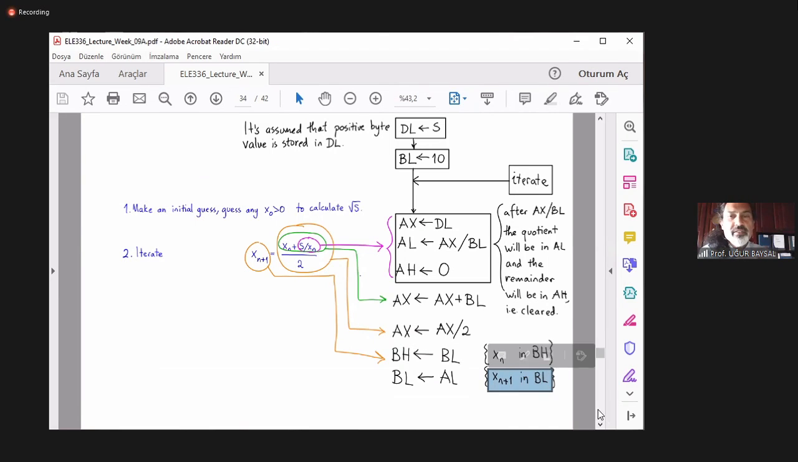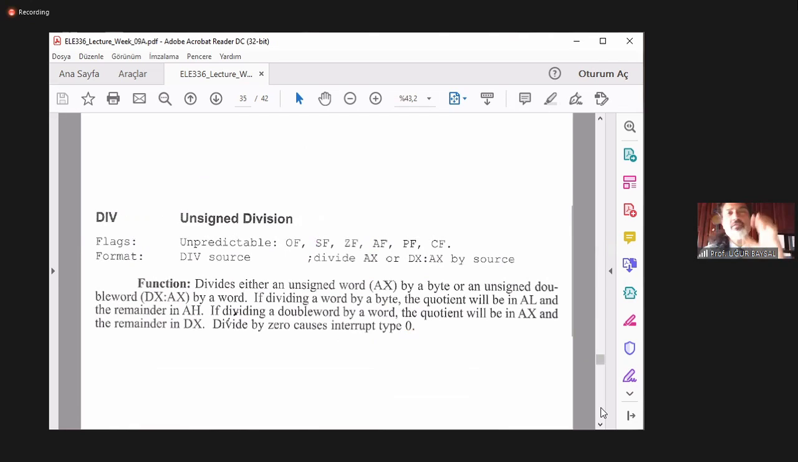So the B register stores as byte values both iterations: the obtained next iteration, the N plus 1 iteration, as well as the previous iteration. So the command used, of course, is the division command. Well, everybody is very familiar with this command.